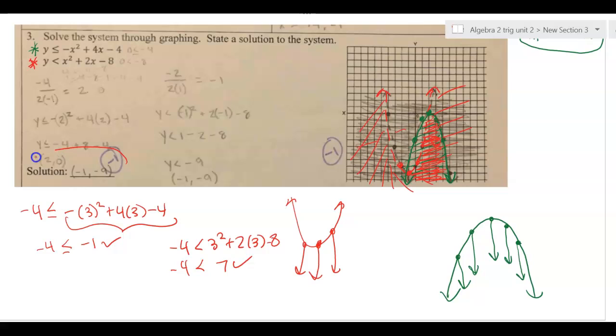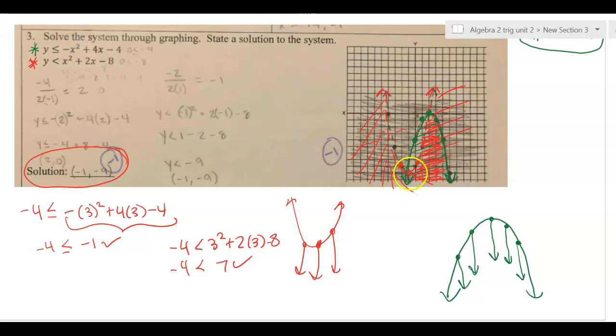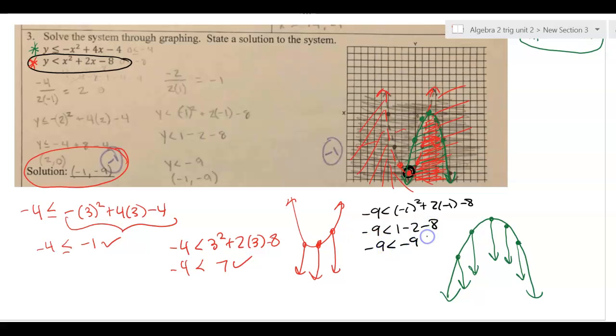And then with your solution here that you chose, you chose -1, -9. I just want to point out to you where that is. You basically chose this point right here. The reason that that won't work is that point is on this parabola. So when you plug that in, if we plug in -9 for y and -1 for x, you're going to notice you get -9 is less than -9, which doesn't quite work because there's no equal to included in the inequality.